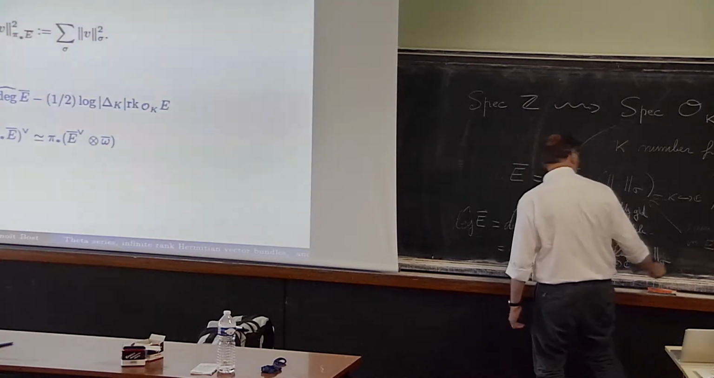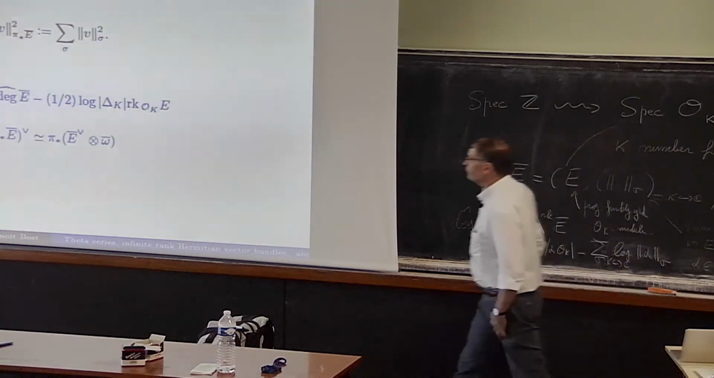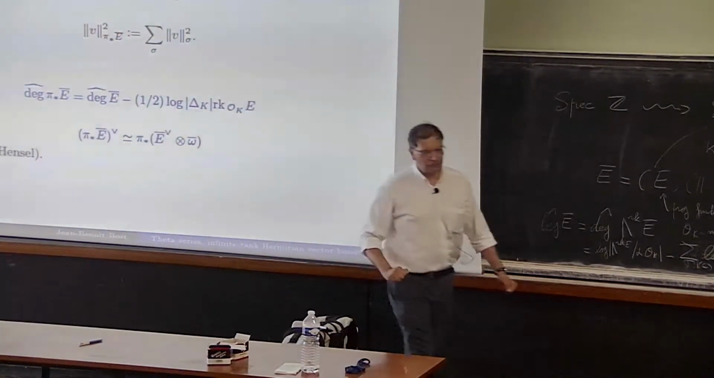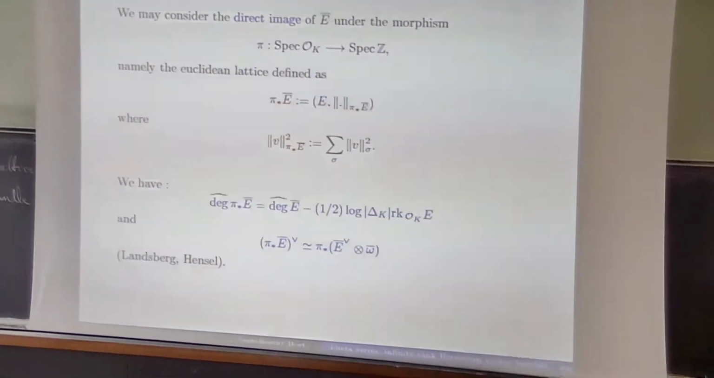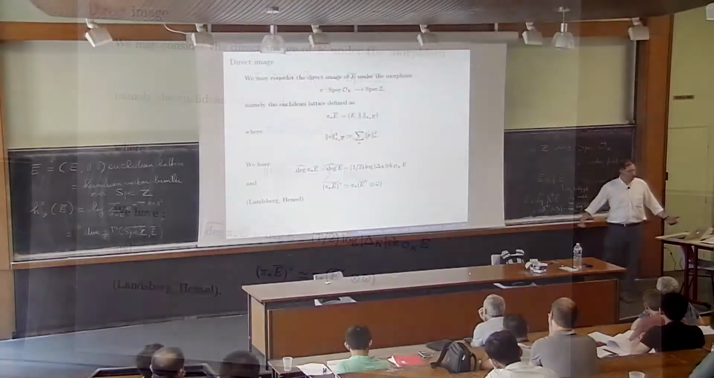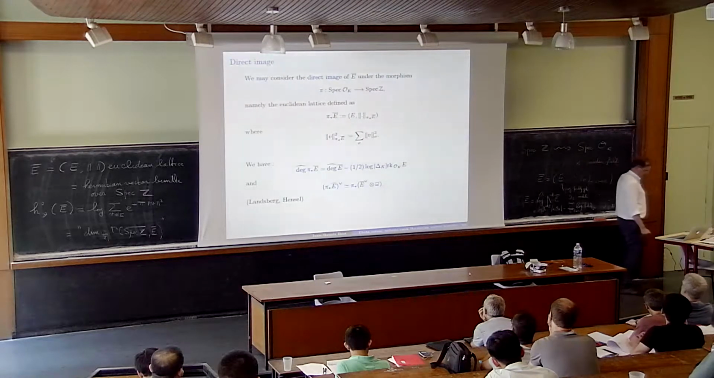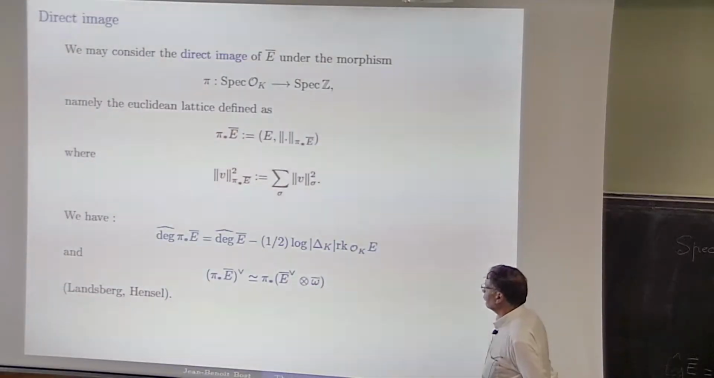So alpha is an element there. Okay. And you see an additive correction which involves the log of the discriminant, which corresponds precisely to the fact that the discriminant is a square of the covolume of the lattice defined by O_K in the usual way. Okay, so you have this formula that is a very classical formula.